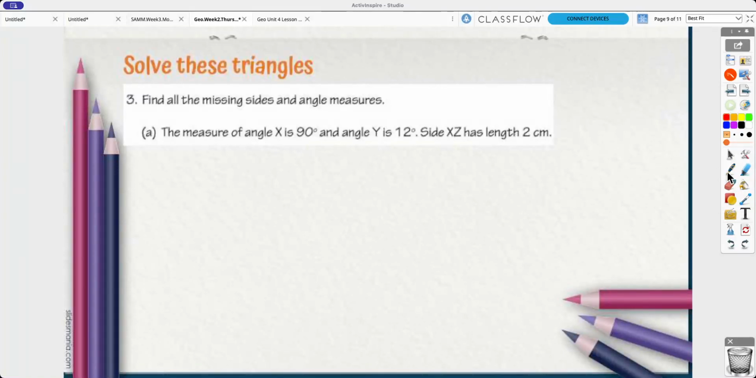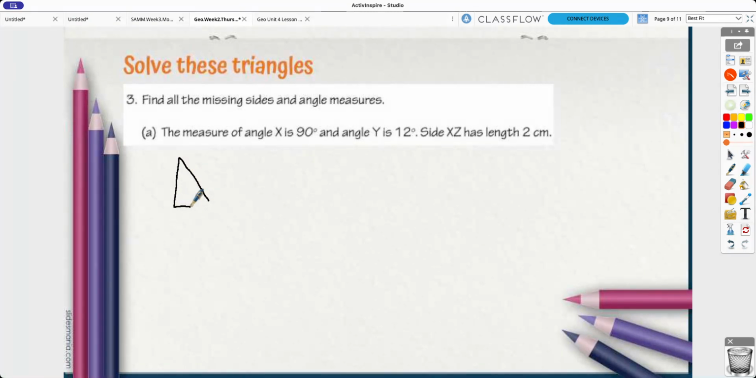Okay, let's take a look at this example. Find all the missing sides and angle measures. So this time we're not given any triangle. We have to draw our own triangle here. So the measure of angle x is 90 degrees, y is 12, and side xz has a length of 2 centimeters. So we know that we have triangle XYZ here.